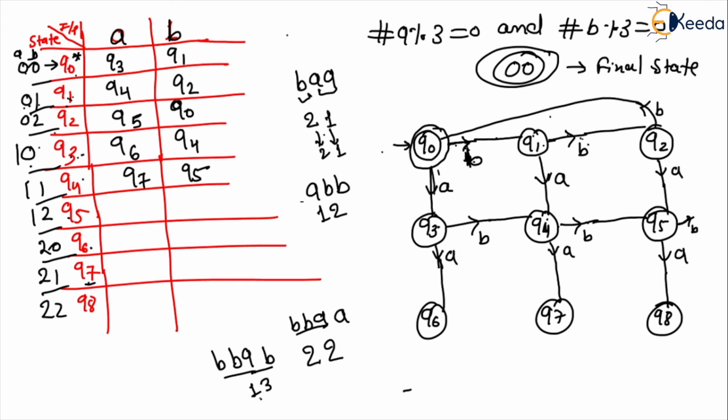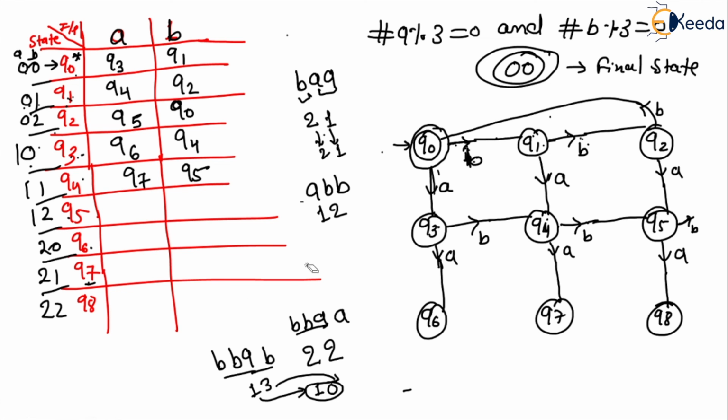Got it? So the remainder when we divide 1 by 3 is 1 and the remainder when we divide 3 by 3 is 0. Means it goes to 1, 0 state. See here, the number of B is 3, means the remainder of B should be 0, and the number of A is 1, and the remainder of A is 1. So it goes to 1, 0.